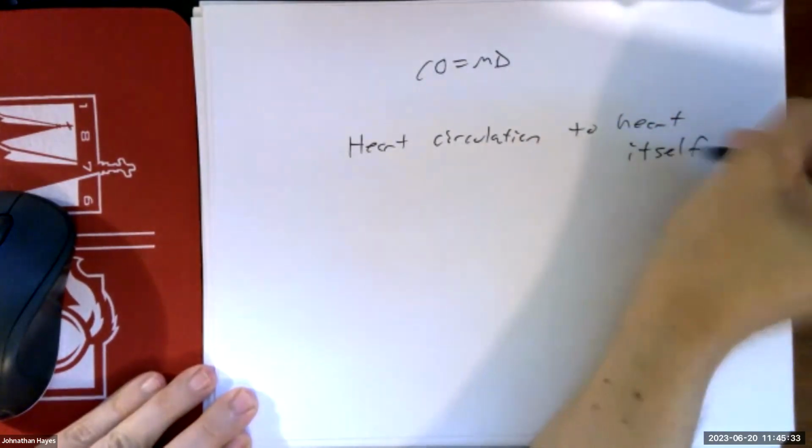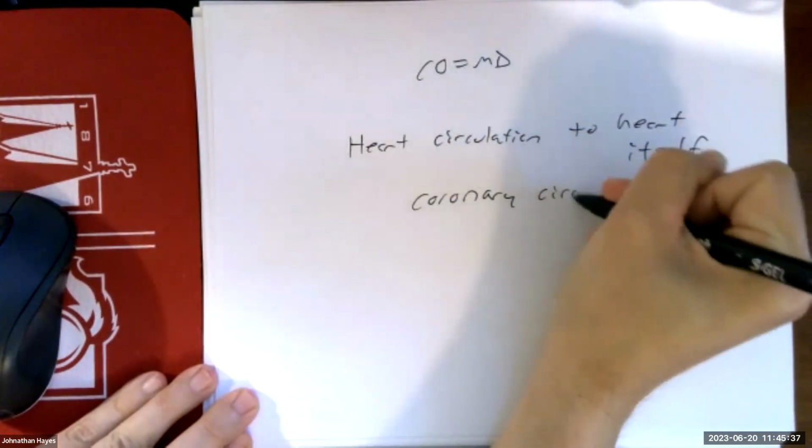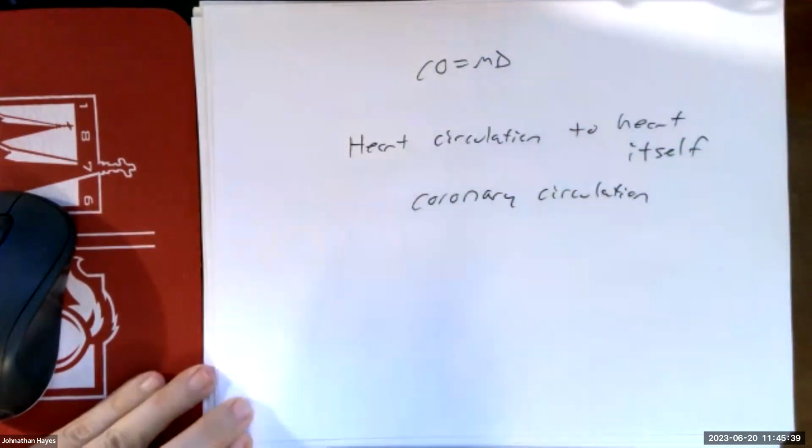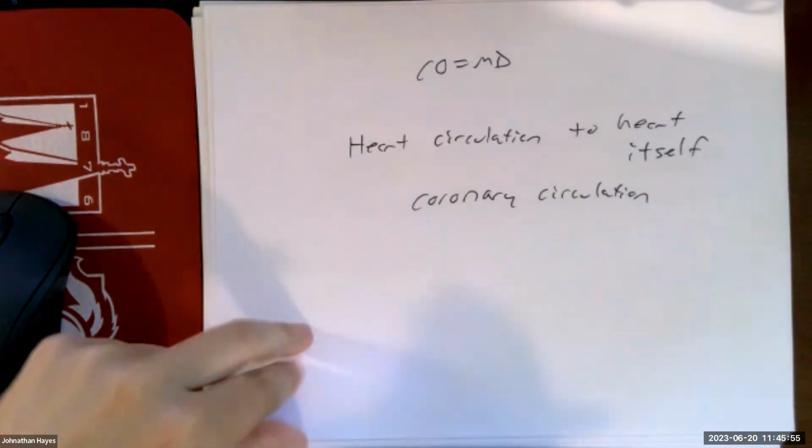So when you're talking about heart circulation, like blood flow to the heart itself, right? This is where coronary circulation comes from. Coronary circulation. So sometimes you might have heard the old saying, somebody's having a coronary. That used to be like an old word for like a heart attack, and it basically meant some of the coronary arteries are broken or clogged or busted. Something's wrong with them.